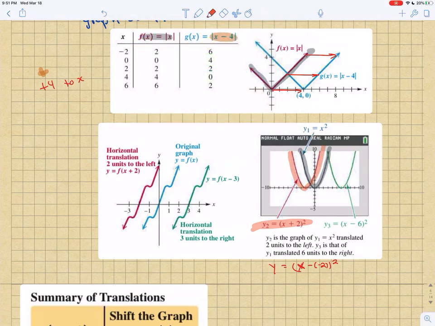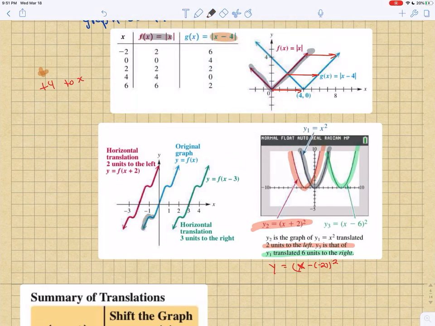And then in here, this function, x minus 6. So I'm going to add 6 to all my x values, or translate 6 units to the right. Right? Translated 6 units to the right. And the other, 2 units to the left. All right.